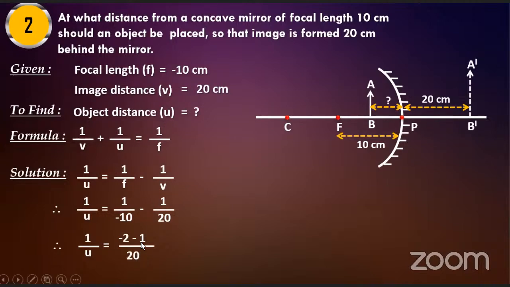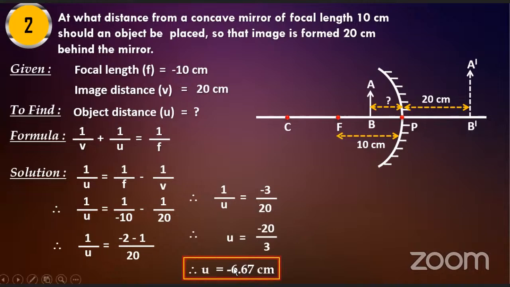So what is the value in the numerator? Minus 2 minus 1 is minus 3. So 1 by U is equal to minus 3 by 20. If you reverse it, it is minus 20 by 3. Then U is equal to how much? 6.67 centimeters. It is minus. Minus indicates what?